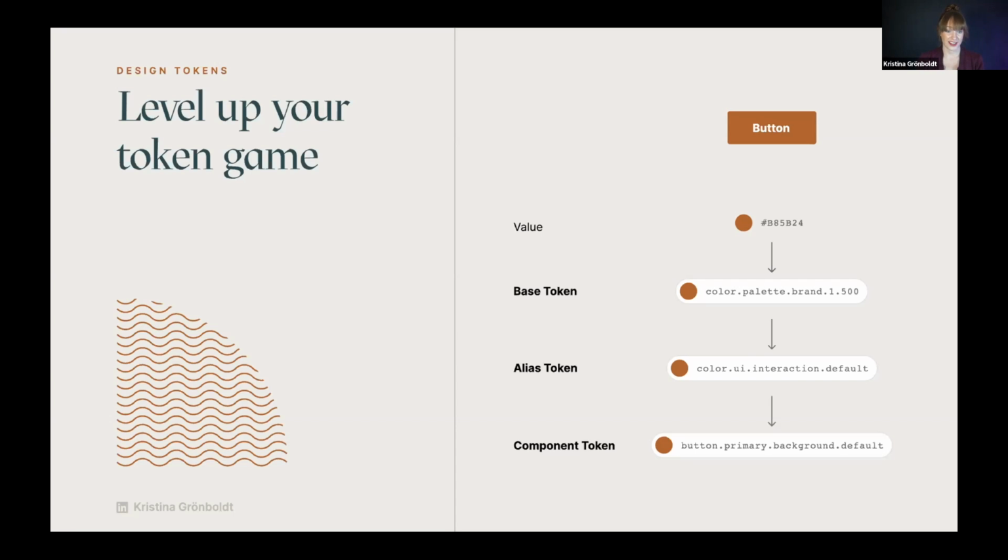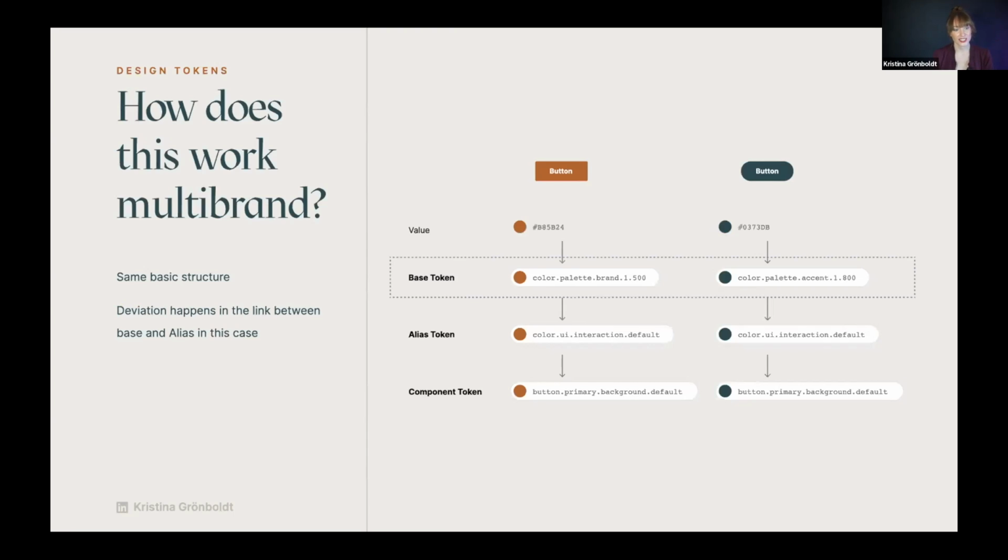How do we use this then for multi-brand? We have the same basic structure for each brand. So in this case, the magic happens on the base token level. So the relationship between the alias and component stays the same, but we change the base token. So for the orange one, it's the brand 1500, and for the green one, it's the accent 1800. So different shade, different category, and it still works through the product.